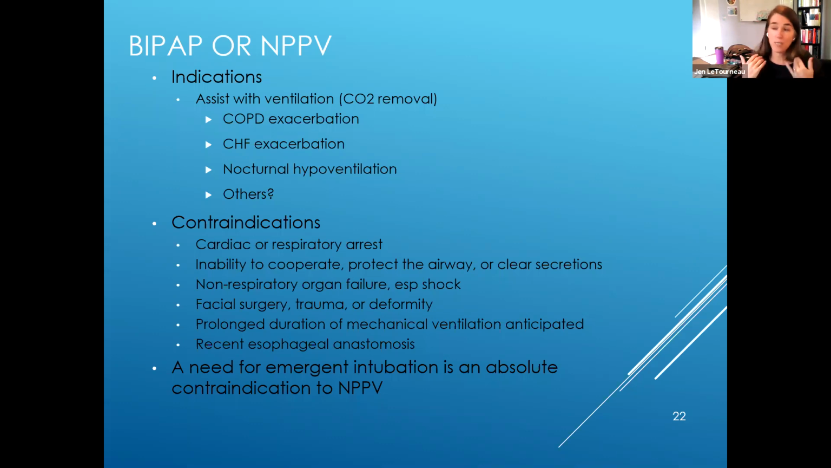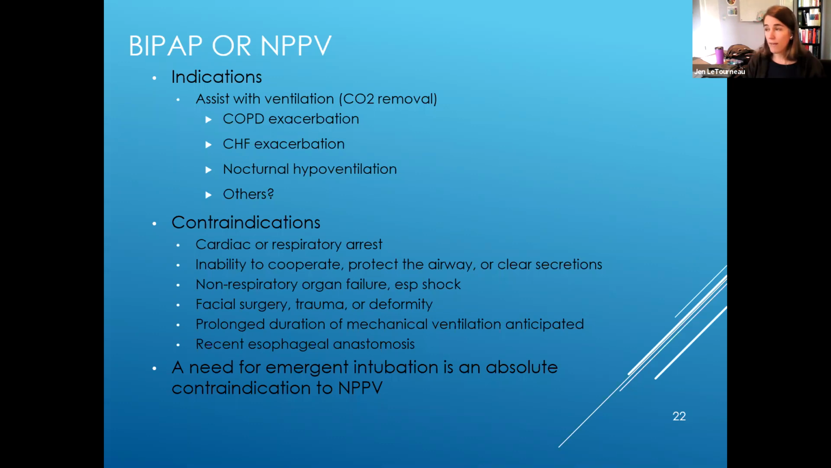If people have facial surgery, trauma, or deformity, sometimes that doesn't work. If they are going to have a prolonged duration of mechanical ventilation, like if they had spinal cord injury acutely, that's probably not appropriate. Or if they had a recent esophageal anastomosis.